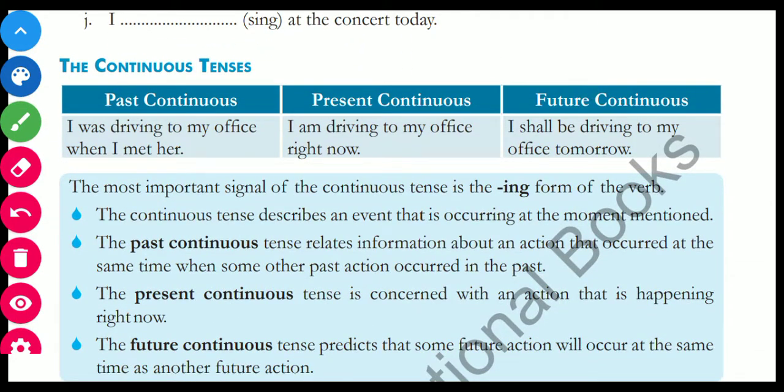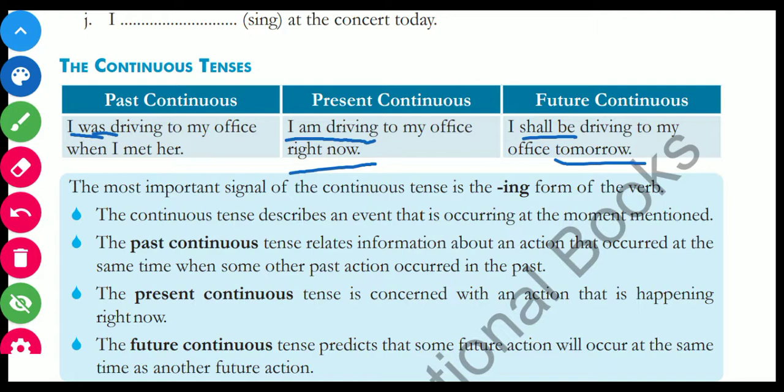Coming to continuous tense. See the sentence first of all. See the examples. I was driving to my office when I met her. That is the past tense. Coming to present continuous: I am driving to my office right now. And the next sentence is: I shall be driving to my office tomorrow. So with the word was, with the word I am driving right now, and with shall and tomorrow, you can understand which tense they belong to.